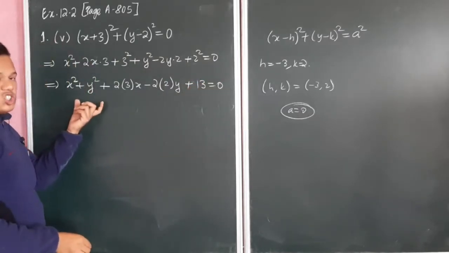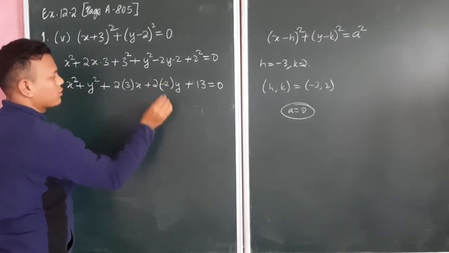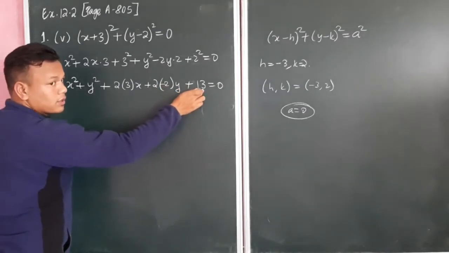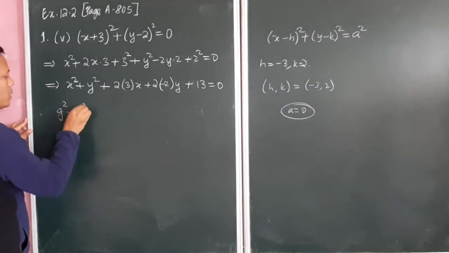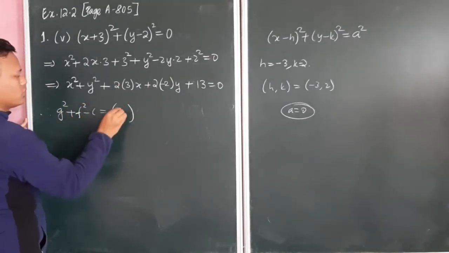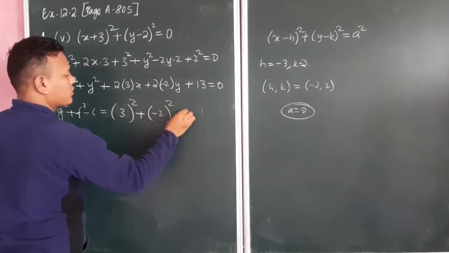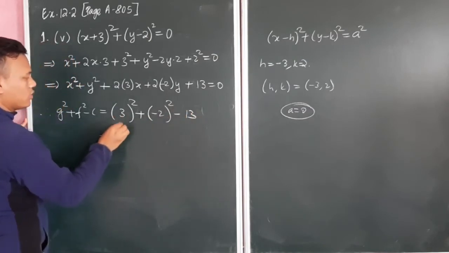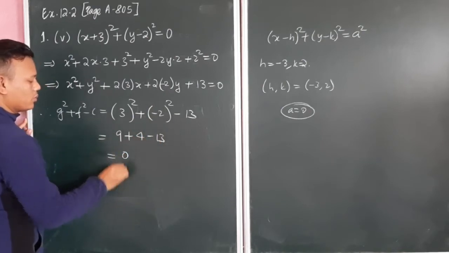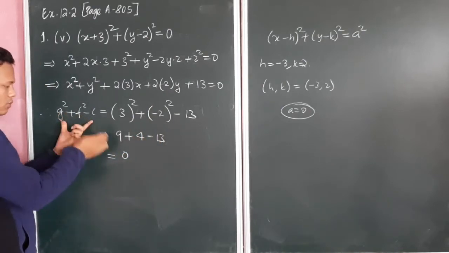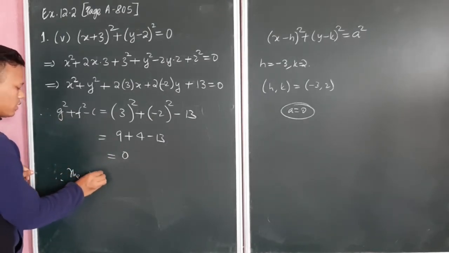Okay, so this is now in general form with g equals to 3. Okay, so we have to write this much. So f is minus 2 and 13 represents your c. Okay, so therefore g square plus f squared minus c will be equals to, g is 3 squared plus f squared, that is minus 2 squared minus c. C is 13, isn't it? Okay, so this is 3 square is 9 plus this is 4 minus 13 and this overall turns out to be 0.